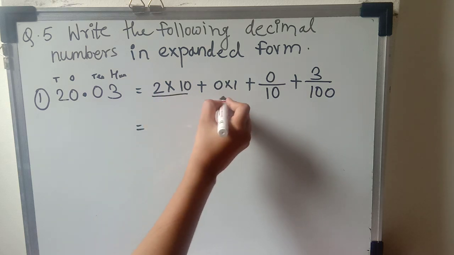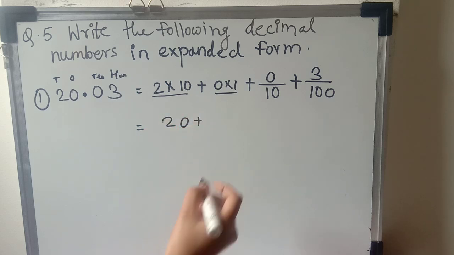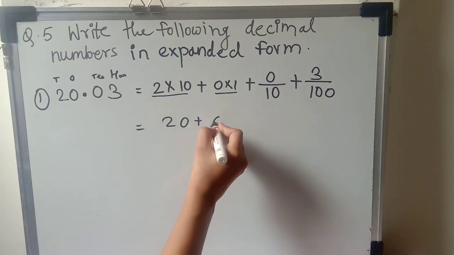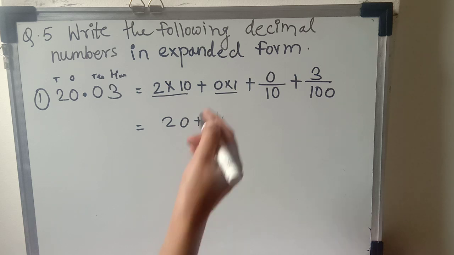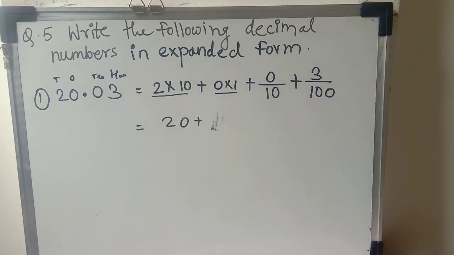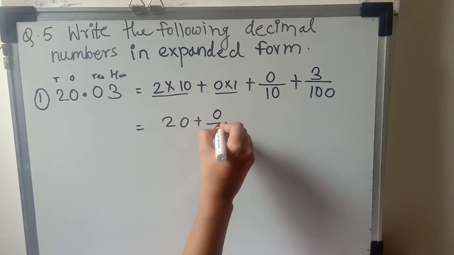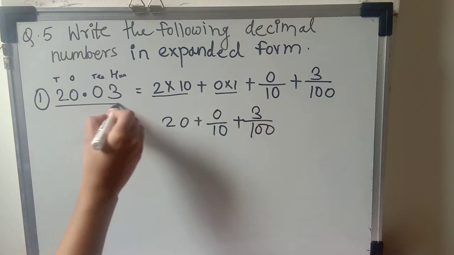Those we have multiplied, just write them down. So 2 into 10 is equal to 20, plus, now if you multiply any number with 0, we get 0. So if you write it here, that is okay. If you don't want to write it, that is also okay, it depends on you. But why don't we need to write it? Because we all know that 0 value is nothing. If you do not write it, it means that place is empty. So here I can write 0 divided by 10 plus 3 divided by 100. So this is the expanded form of this number.